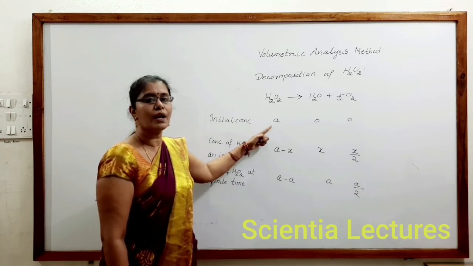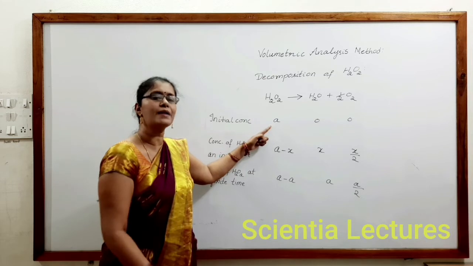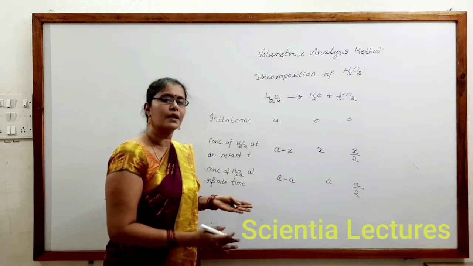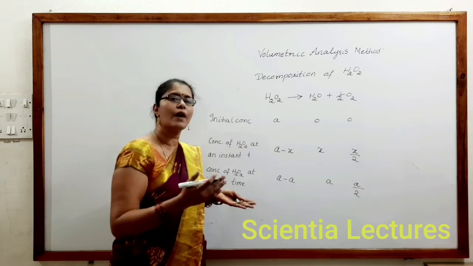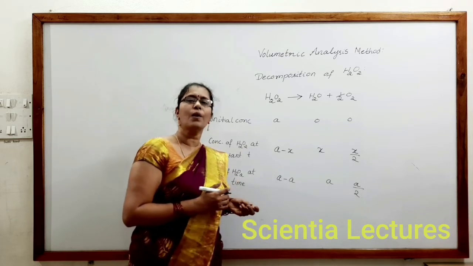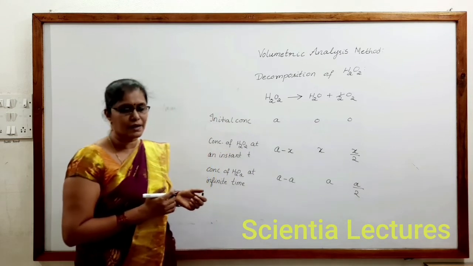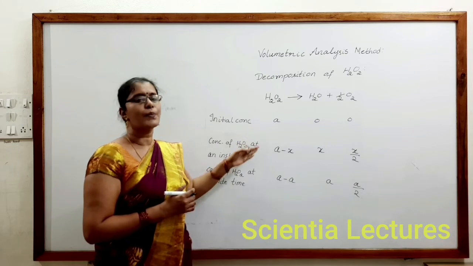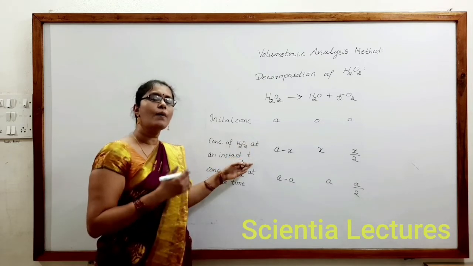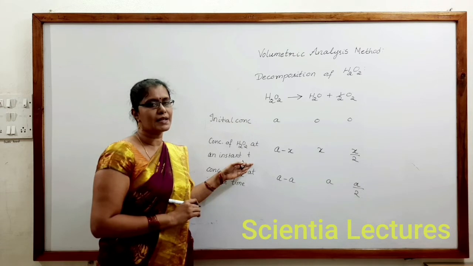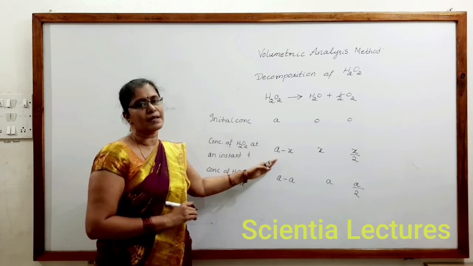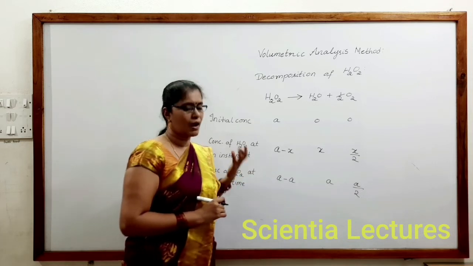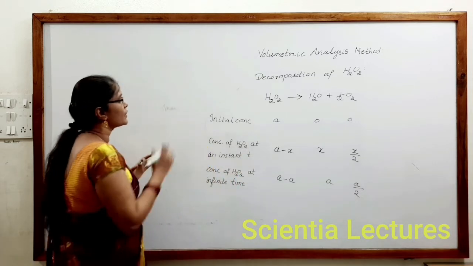Why is it equivalent to A of H2O2? Because it is going to react only with H2O2. So the initial amount of H2O2 present determines the volume of hypo consumed. So the initial volume of hypo measured in titration of hypo with H2O2 is equivalent to A. Suppose the volume of hypo consumed at an instant T is given, it must be equivalent to A minus X. Once again, it reacts only with H2O2. It doesn't react with H2O and O2, so that is not concerned with those things.